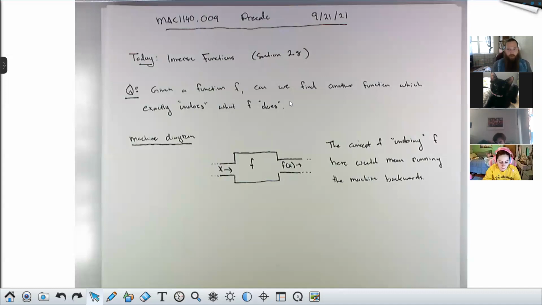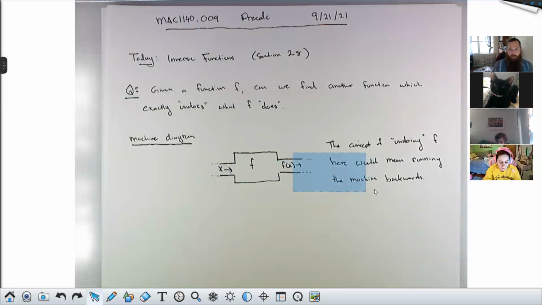Another example of a machine that would have that issue is the 2 machine, right? I described, whatever number comes in, it always spits out 2, right? That's the constant function f of x equals 2. 1 comes in, 2 goes out. 2 comes in, 2 goes out. 3 comes in, 2 goes out. 5 comes in, 2 goes out. 10 comes in, 2 goes out.